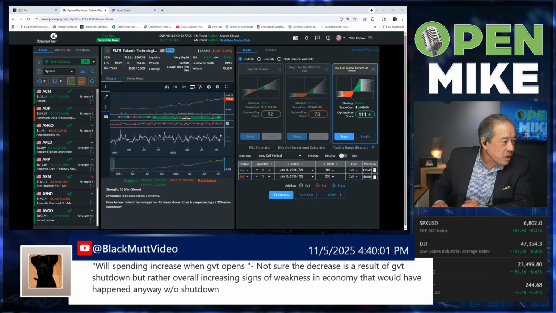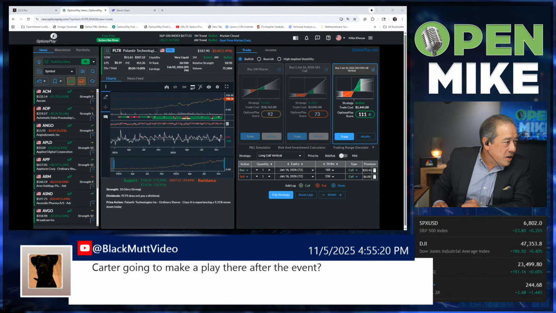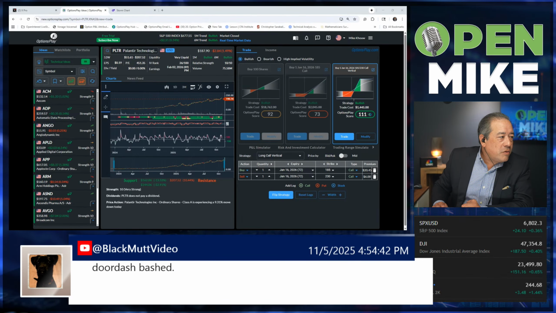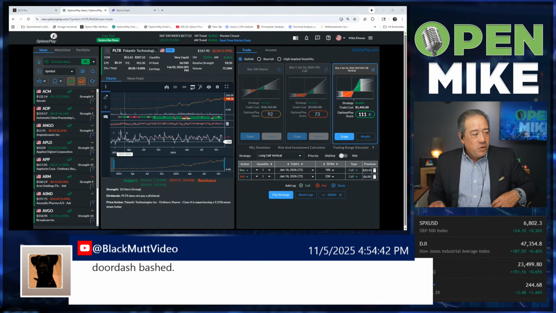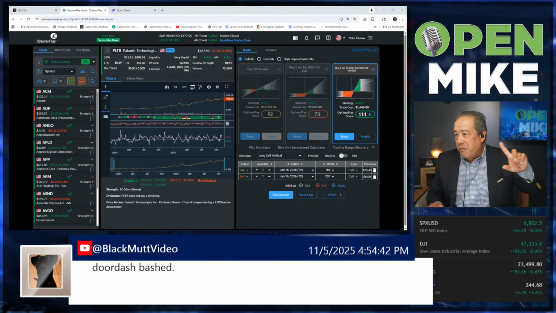Will spending increase when government opens? Let me see here. DoorDash bashed. Carter going to make a play after DoorDash. Okay, so that's interesting. All right, we're going to look at DoorDash next. I already pulled up Palantir's. So we're going to look at DoorDash, but first we're going to look at Palantir.